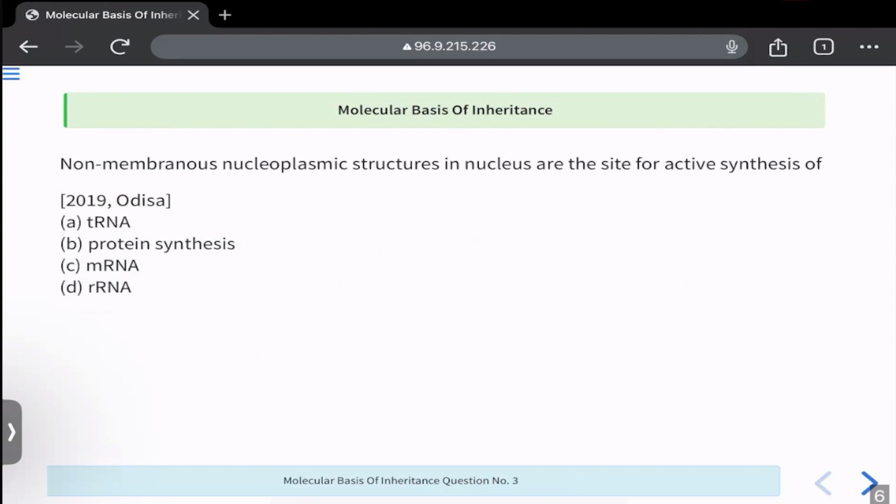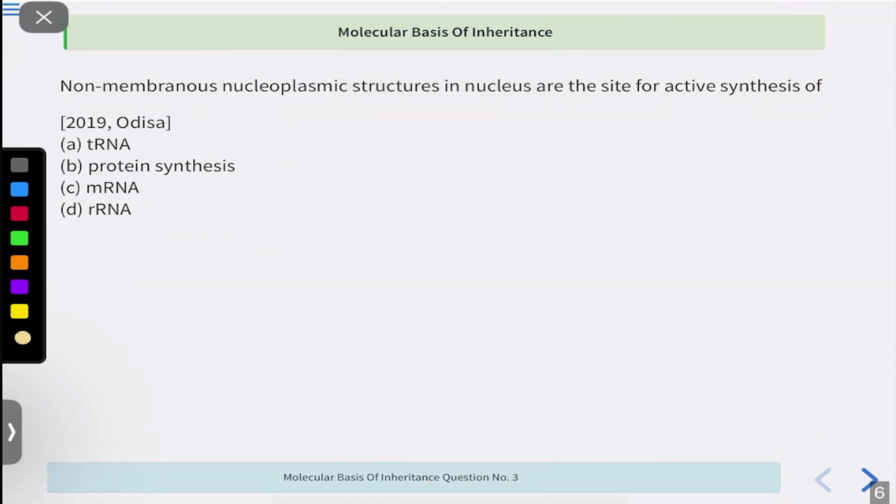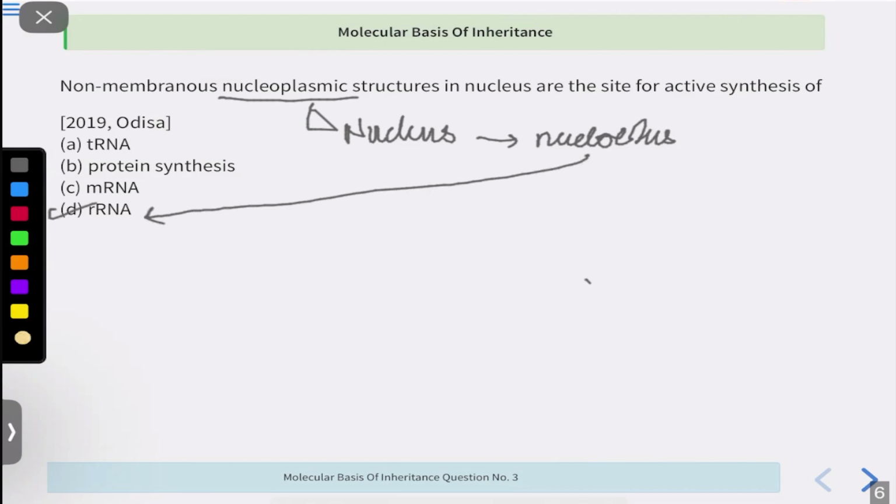Next, non-membranous nucleoplasmic structures in nucleus are the site for active synthesis of what? First, it says nucleoplasm, which means it's in the nucleus. Now, if it's in the nucleus, you know what all structures are there in the nucleus. There is no membrane-bound structure in the nucleus. Only one additional structure is there inside the nucleus, that is nucleolus. And that synthesizes what? We all know, it synthesizes rRNA. Yes, you are correct.